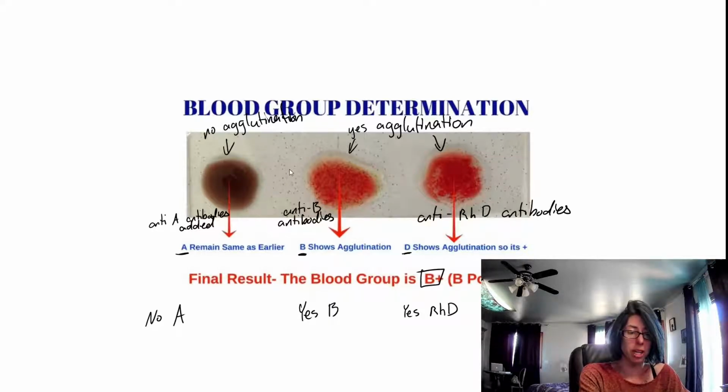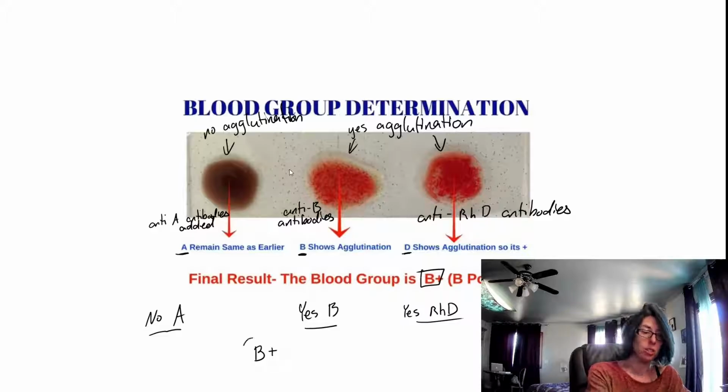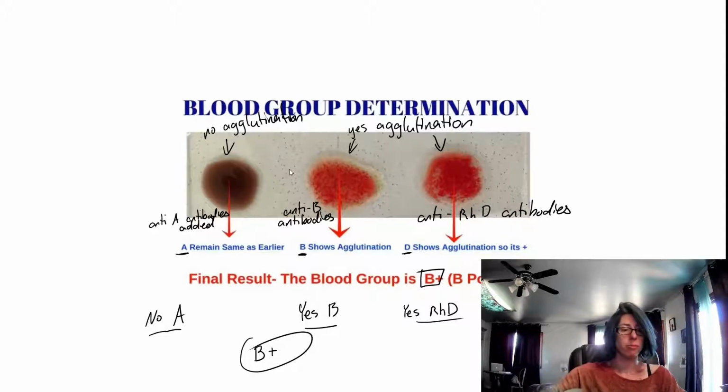So what is this blood type? No to A, yes to B. So we know that this is blood type B when it comes to the ABO blood group system. And then yes to RHD, so they're positive for RHD. So this person is B positive.